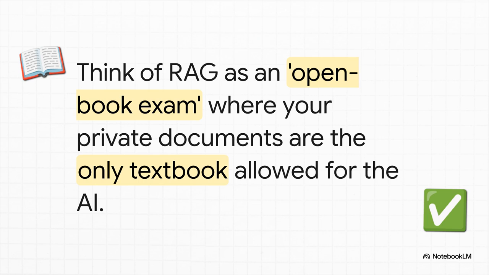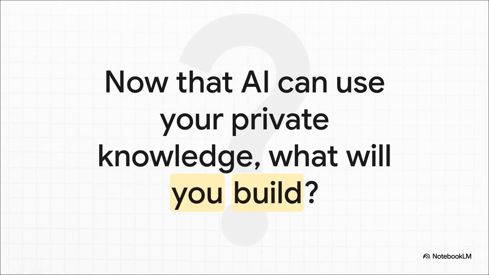So if there's just one thing you take away from all of this, let it be this simple but really powerful analogy. RAG gives an AI an open book exam. Your private documents are the textbook, the only textbook allowed. And the AI is required to find the answer inside that book before it's allowed to say a word. At the end of the day, what RAG really does is unlock the ability to create AI assistants that are grounded in your organization's unique reality, in your truth. So the final question is for you. Now that AI can be given this specific private knowledge, what problems are you going to solve?